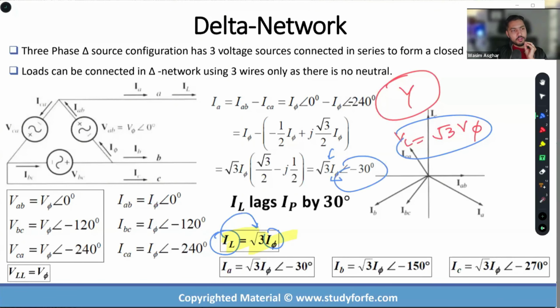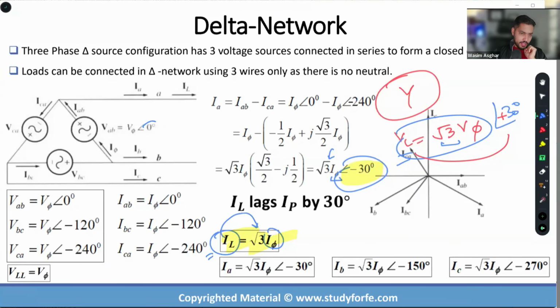In our Y configuration, the relationship between the line voltage and the phase voltage is such that square root 3 V phase magnitude, fine. Angle is 30 degrees. In other words, your line voltage leads the phase voltage by 30 degrees. Over here, what ends up happening is that instead of plus 30, you have a negative 30. Okay? That basically means that your phase angle for the line current is going to be lagging behind the phase current by 30 degrees.